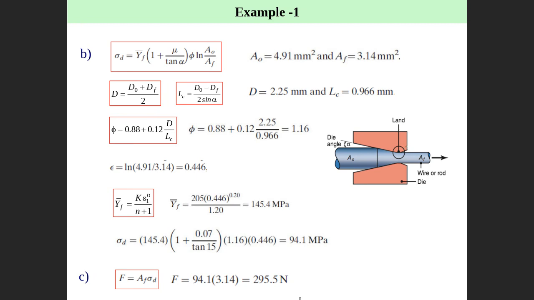Any question? Any question, guys? Is it clear?